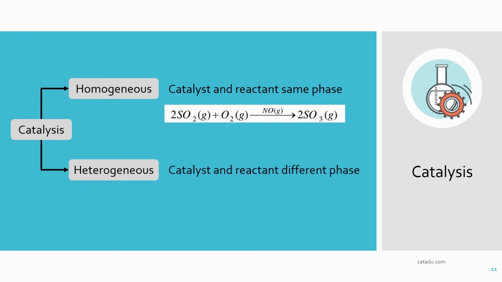Catalyst and reactant in a different phase is heterogeneous catalysis: sulfur dioxide and oxygen gas, but V2O5 is a solid. V2O5 is the catalyst here, vanadium(V) oxide. So different phase, this is heterogeneous catalysis.